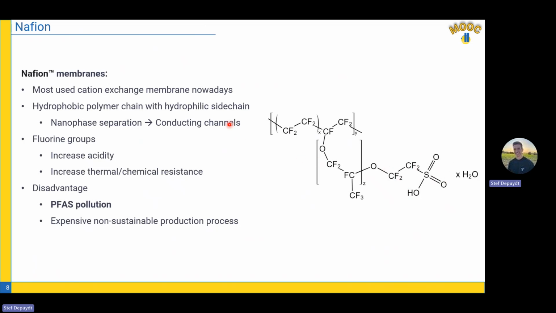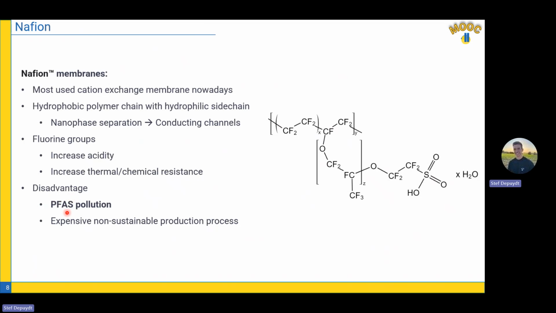Why is Nafion also a very good membrane? We have a lot of fluorine groups on this membrane, and this increases the acidity. That will make sure that our sulfonic acid group will deprotonate even easier, and it increases the thermal and chemical resistance of our membrane. Now, besides these very good performance characteristics of the membrane, there are also big disadvantages of this membrane.